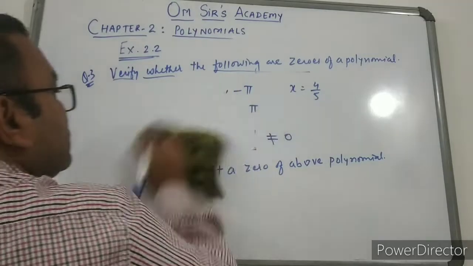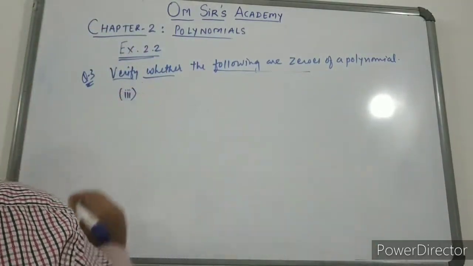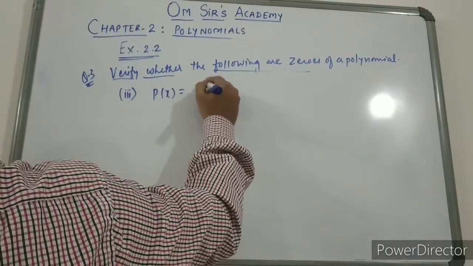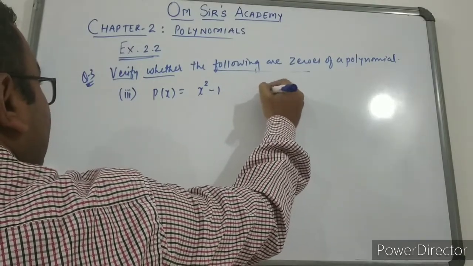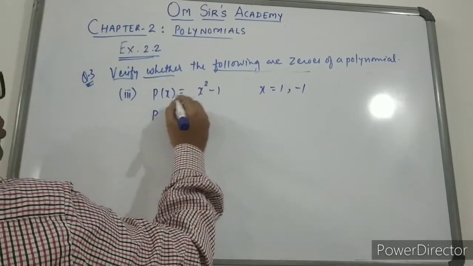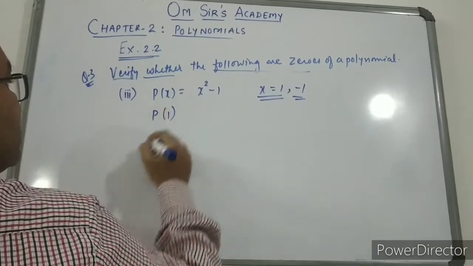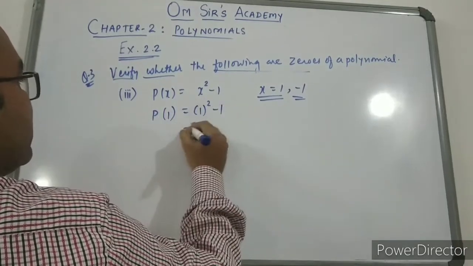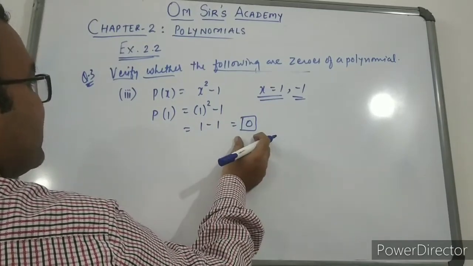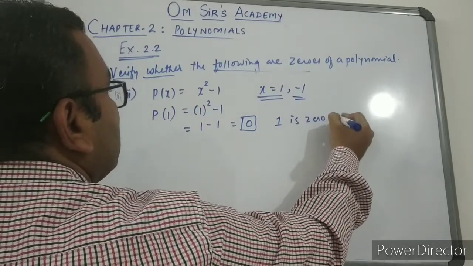Then in the third sum, p of x equals x square minus 1, and there are two values given, x equals 1 comma minus 1. So let us put the first value. First is x equals 1 and second is minus 1. So let us take the first, 1. So it will be 1 square minus 1. What is 1 square? 1. 1 minus 1 is 0. So yes, here we get answer 0. So p of 1 is 0, so 1 is a zero of the polynomial.